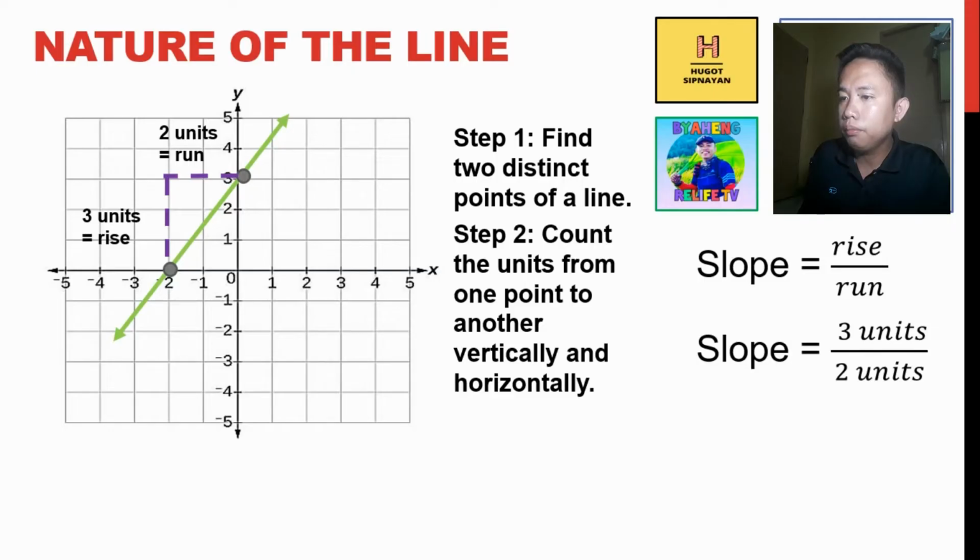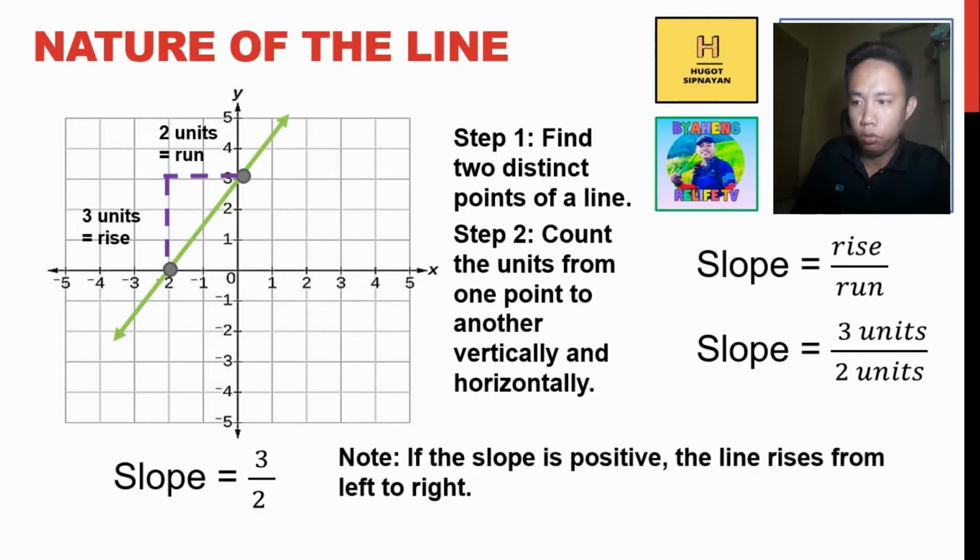Now, having our slope, it will be 3 units over 2 units. So, our slope is 3 over 2. So, guys, ito yung note natin. Ito yung nature ng line. If the slope is positive, the line rises from left to right. Mapapansin ninyo, mula sa left, which is the negative part, papunta sa right, pataas, which is the positive side. Ulitin po natin, kapag positive ang slope ng isang line, it rises from left to right. So, pataas.